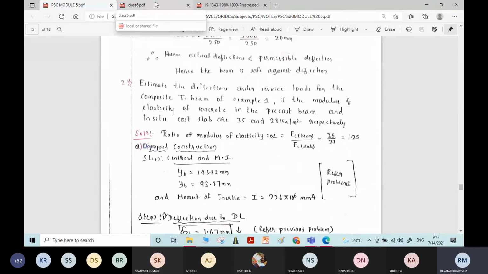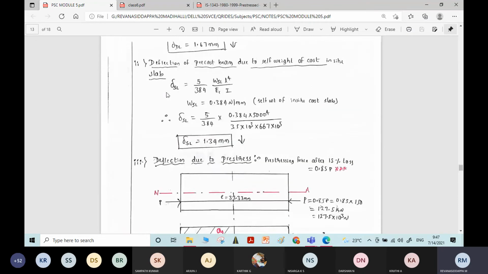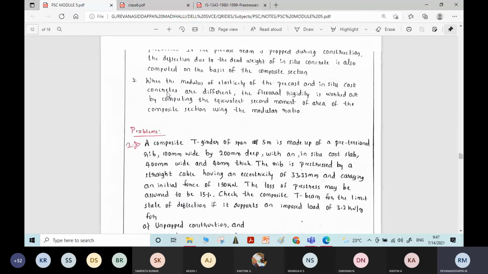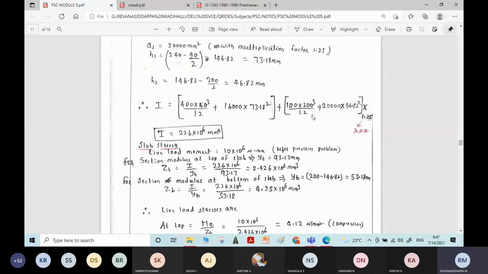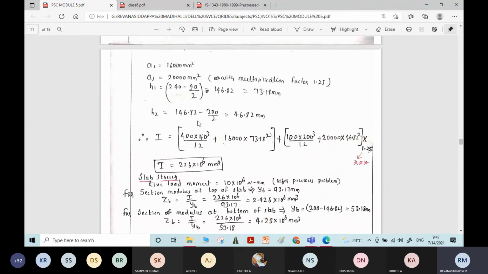I will show you here how to calculate. See, moment of inertia, as usual you calculate. When you apply the BD cube by 12 plus A h square formula for the beam, that ratio of 1.25 should be multiplied. If you multiply by 1.25, instead of getting 1948, you will get 226 into 10 power 6.